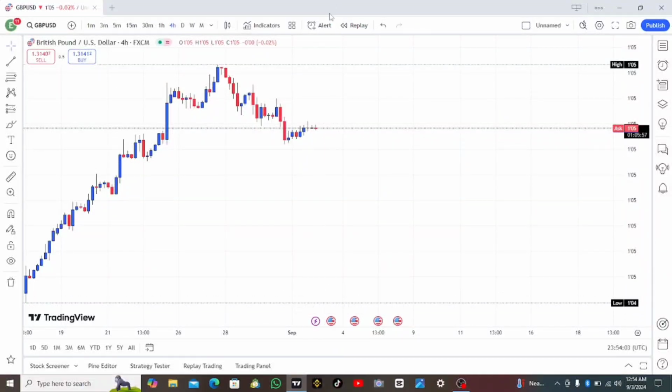So what's good, guys? This is GBPUSD right here. Now we want to analyze the GBPUSD. We want to slice down the hardest thing to the simplest right now.